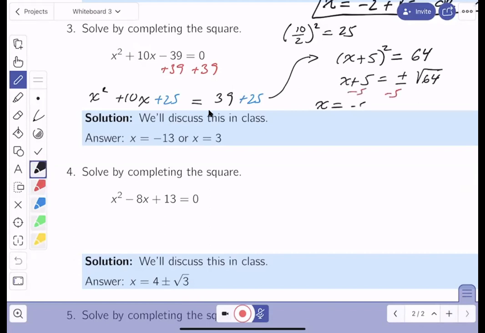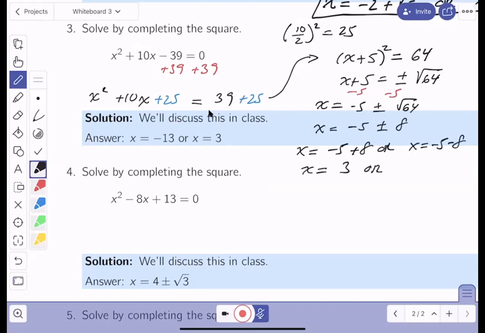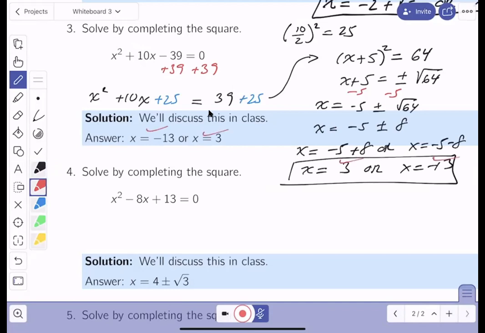You get minus 5 plus or minus the square root of 64. You should realize that the square root of 64 can be done, and that gives you 8. So my answer is going to be x equals minus 5 plus 8, or x equals minus 5 minus 8. I could certainly do that arithmetic. It would be 3, or x would be minus 13. Again, you do arithmetic if you can. Look at the k, and I'm seeing those answers.